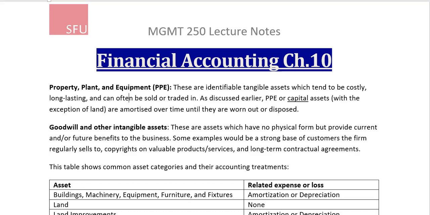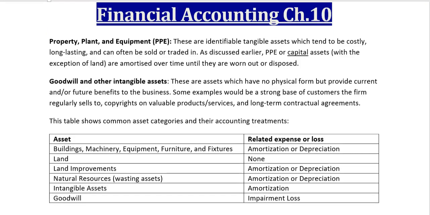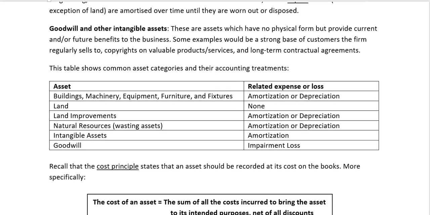Property, plant, and equipment, or PPE, are commonly known as capital assets. They are identifiable, tangible assets which tend to be costly, long-lasting, and can often be sold or traded in. As discussed earlier, PPE, capital assets, with the exception of land, are amortized over time until they are worn out or disposed. We also have intangible assets, such as goodwill.